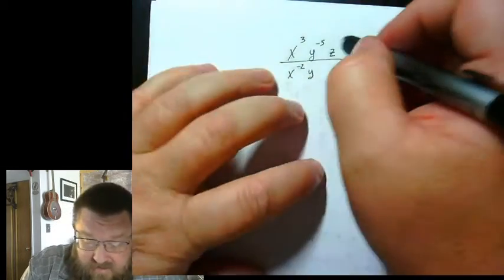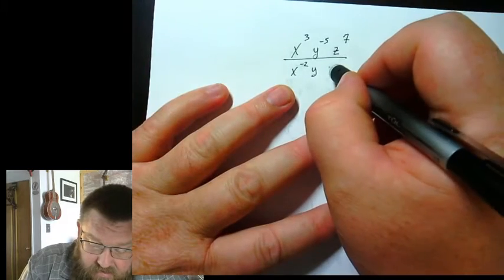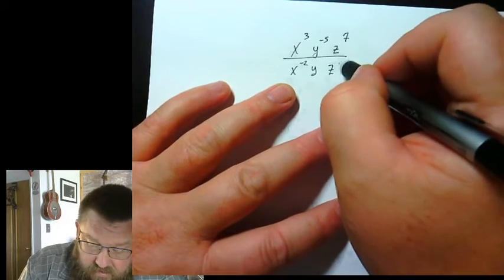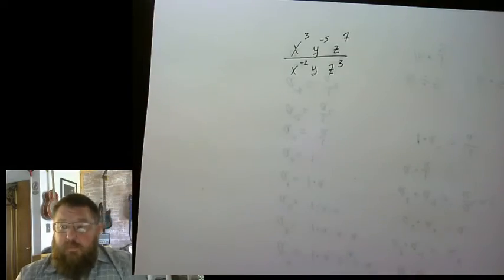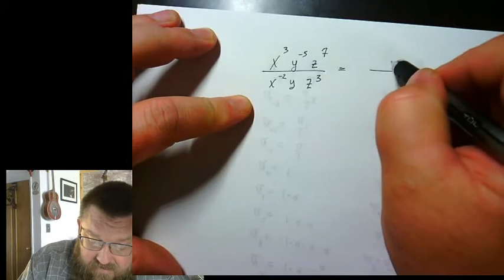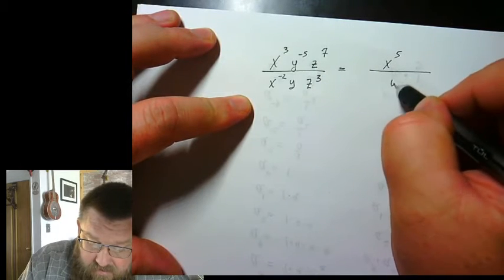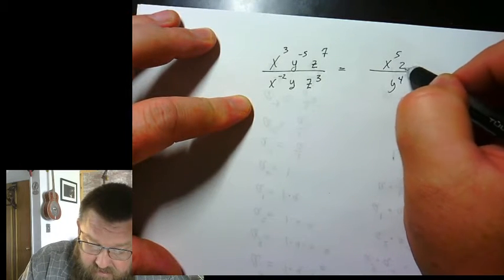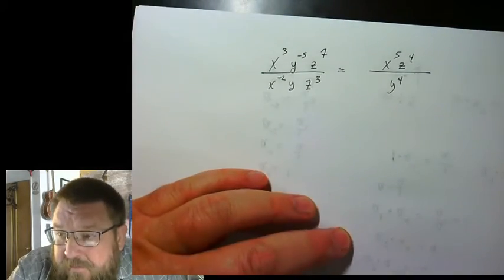That's a Z. Let's say we had that right there. Now, what I want to show you is why this is equal to this. I want to show you why those are equal.